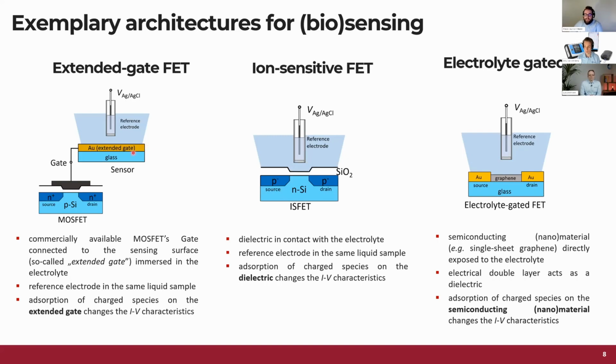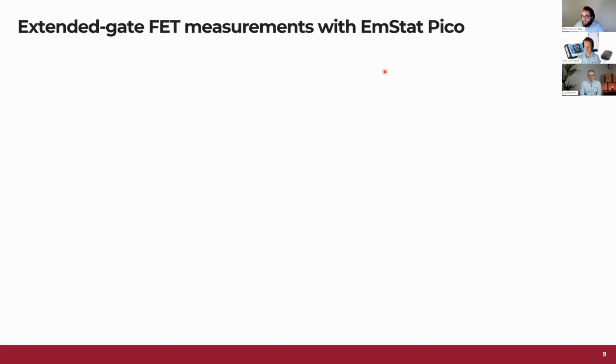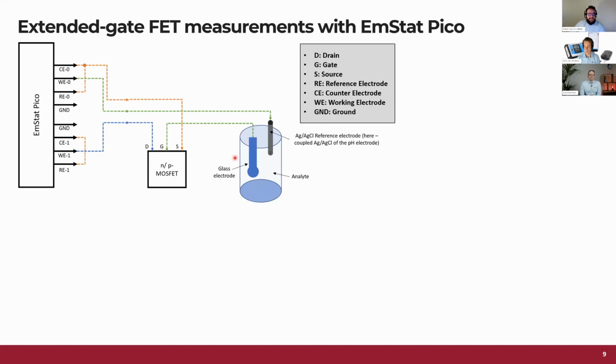So what we need is the commercially available MOSFET. We need the EmStat Pico module, and then we need some sensing surface and the reference electrode. So we made some basic study here where we use the glass electrode, a pH meter glass electrode. This is actually a combined electrode, so it has two electrodes in one body. There is one glass electrode, and then there's another electrode coupled to that one, which is the reference electrode, an Ag/AgCl standard electrode. And this is used obviously for pH measurements.